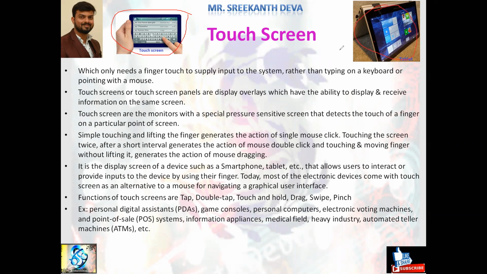These are all examples of touch screens. Simply touching and lifting the finger generates the action of a single mouse click. Touching the screen twice after a short interval generates the action of a double click. If you touch once, it becomes a single mouse click; if you touch twice after a short interval, it generates a double click.